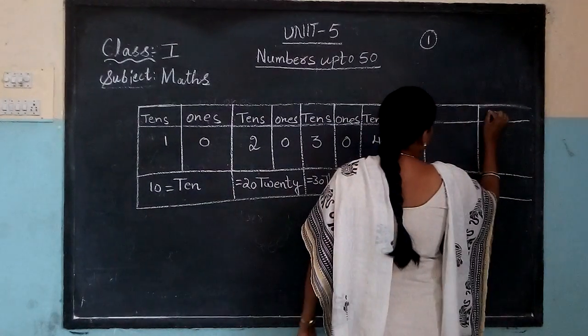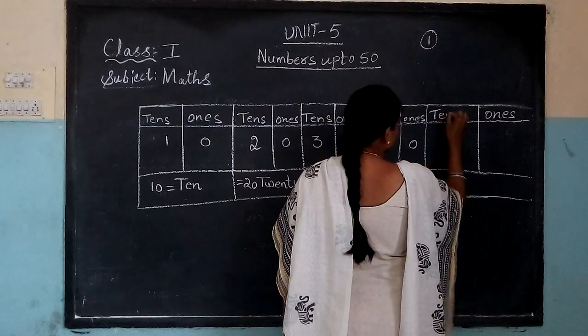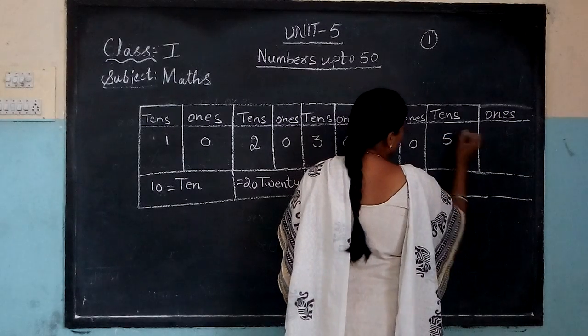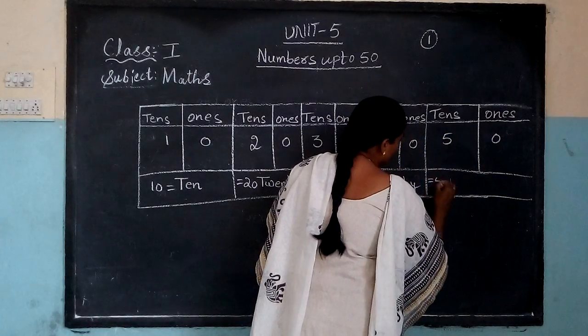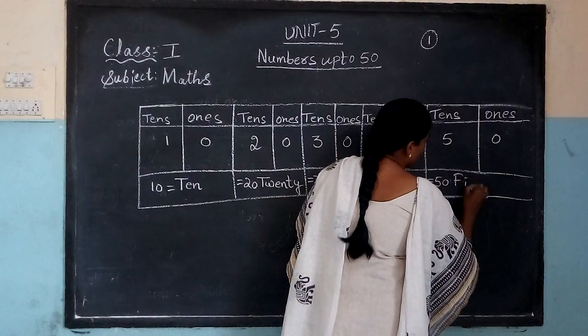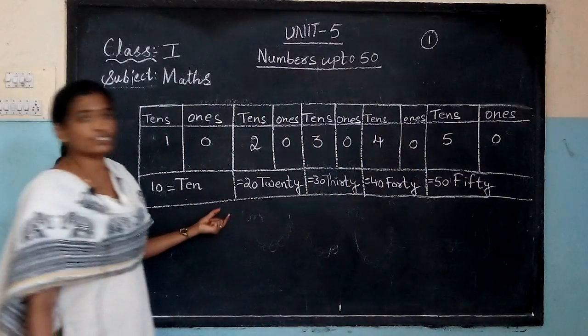Here also ones and tens. What number did it become? Next number after 40. 0 in ones column and 5 is in tens column. What did it become? 50. Spelling, number name of 50, is FIFTY. Yes children, you understood this?